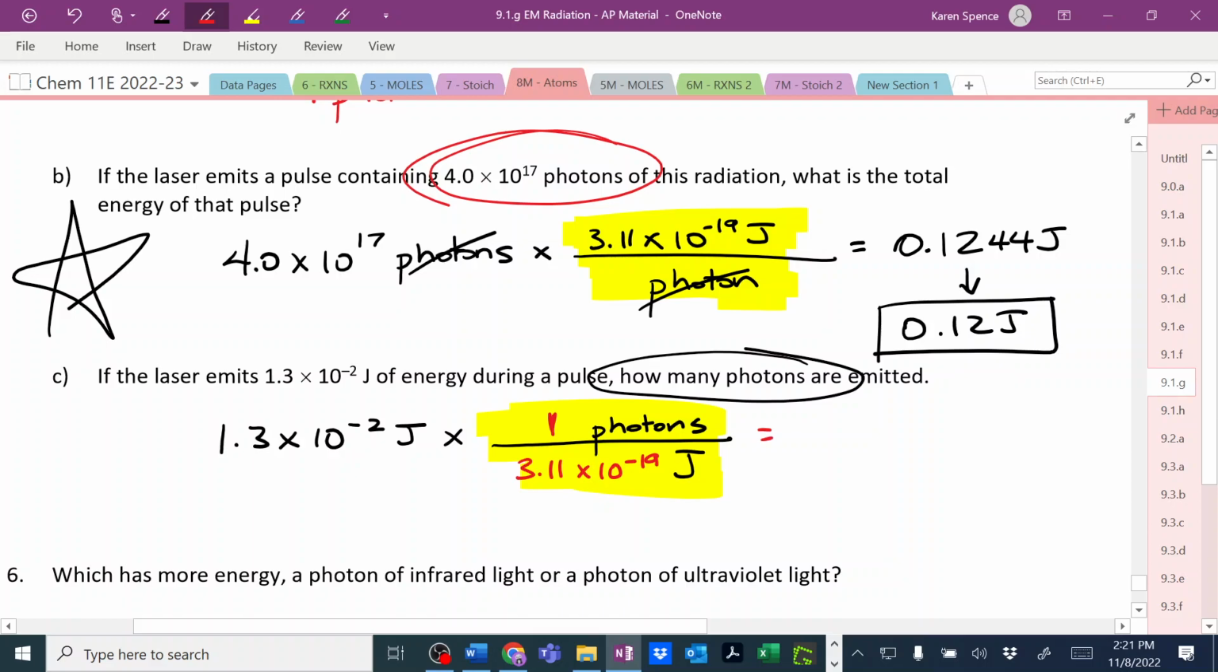Okay, and so we do that and we get 1.3 E -2 divided by 3.11 E -19 equals 4.18 times 10 to the 16 photons, but we would have to round that then to 4.2 times 10 to the 16 photons.